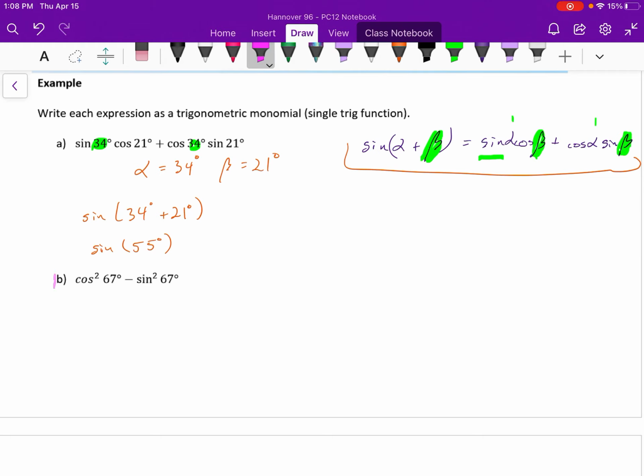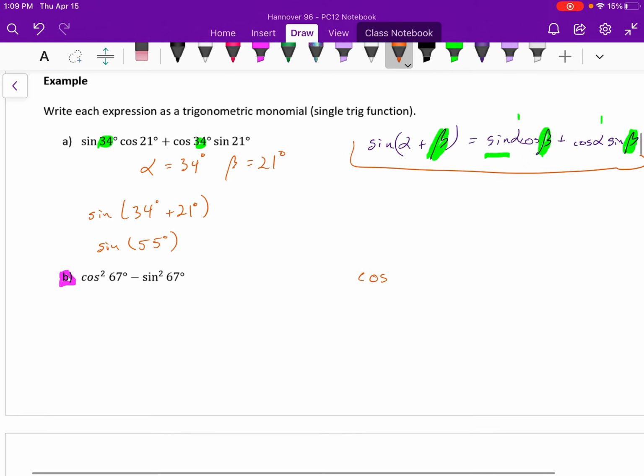Let's carry on for B. Why don't you press pause and you go look for the identity that I'm talking about. Now, I think that the identity that I am going to use is the double angle identity. Now, why is that? Because that is the only one that has cosine squared of alpha minus the sine squared of alpha. It just so happens that it follows this pattern, I do believe.